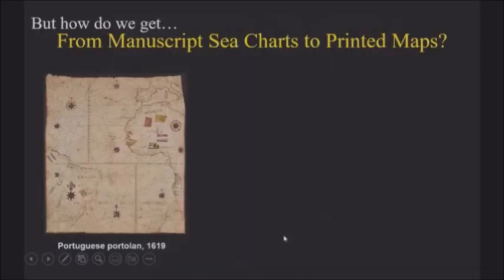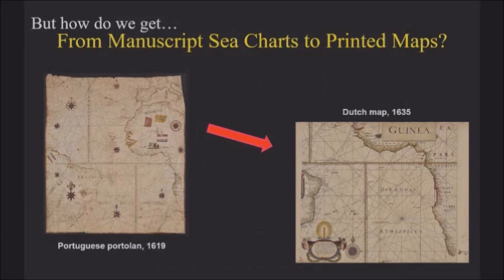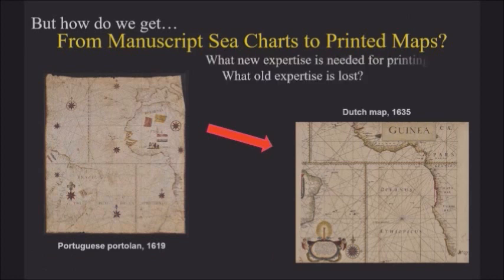Fascinating. But how do we get from the manuscript sea charts to printed maps? This is one of the Portuguese portulans in 1619, but a Dutch map is printed on paper, not a manuscript on kidskin or calfskin, but a map on paper only 16 years after the representation on the kidskin. Well, how does that happen?